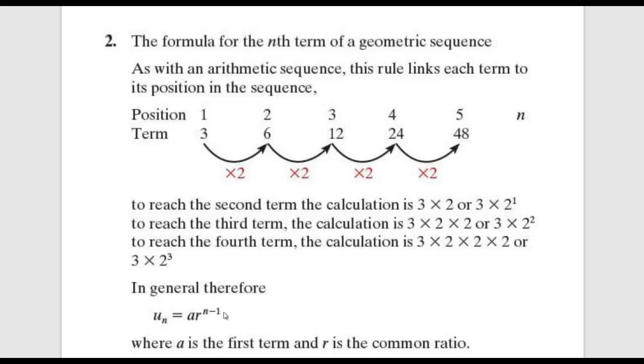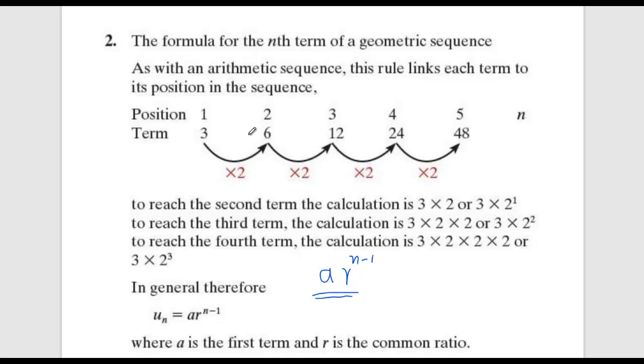From here, we can generalize a formula for the nth term of any geometric sequence. That is the first term, we call this A, and 2 raised to power something. This 2 is the common ratio, that is R. And for each term, this power is less than the term number. If it is the 4th term, the power will be 3. If it is the 3rd term, the power will be 2. So the power is always 1 less than the term number. So for the nth term, the power will be n minus 1. So this is our general formula for finding the nth term of any geometric sequence.